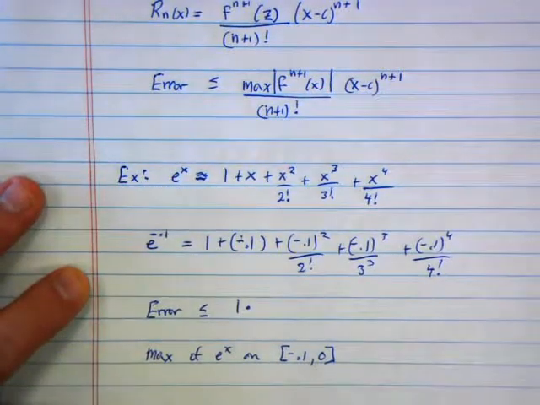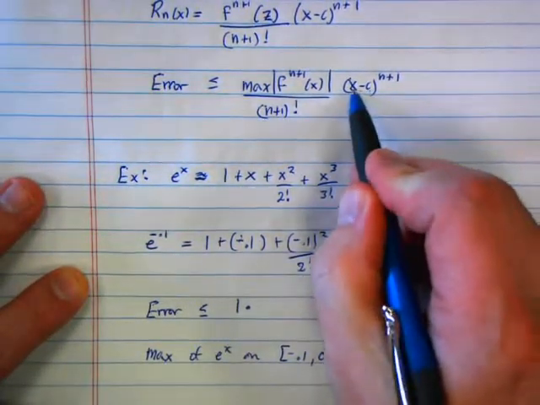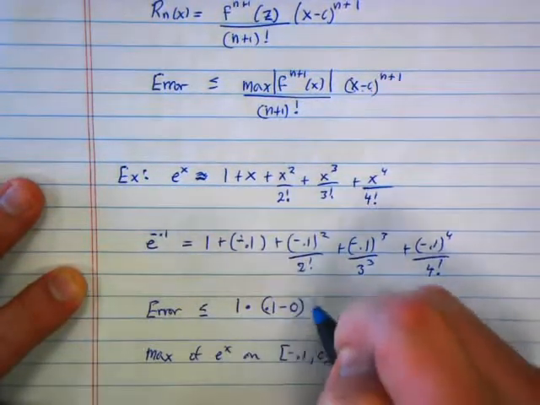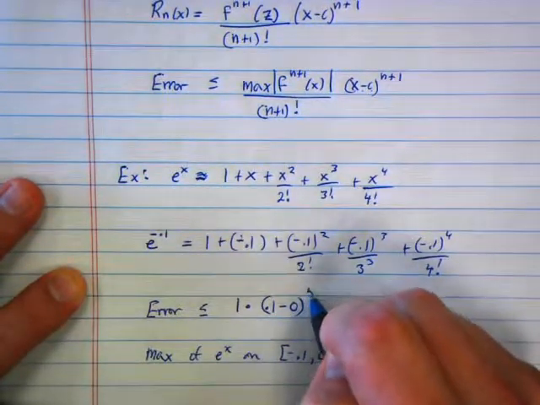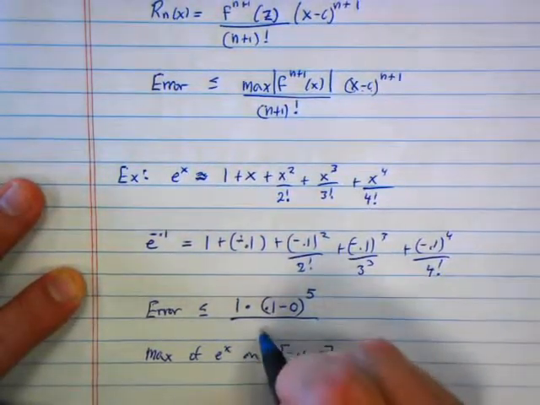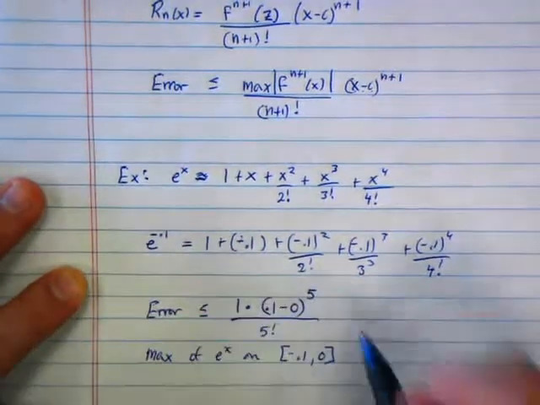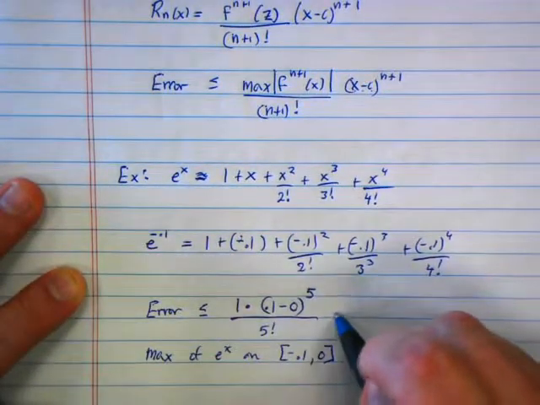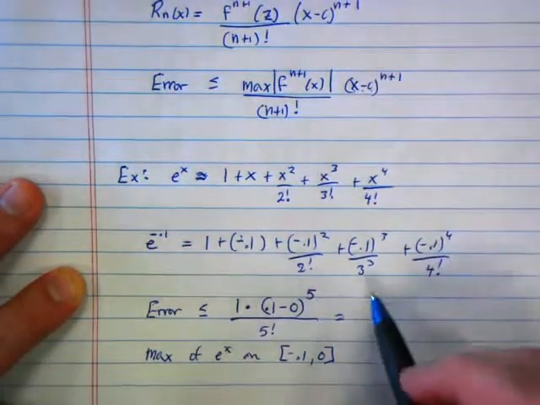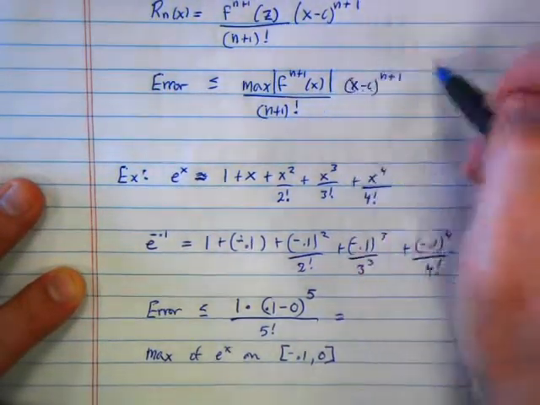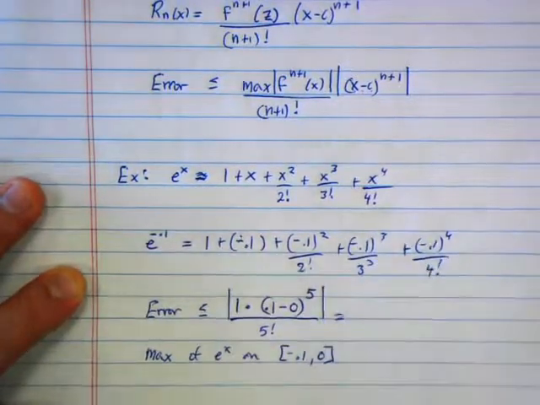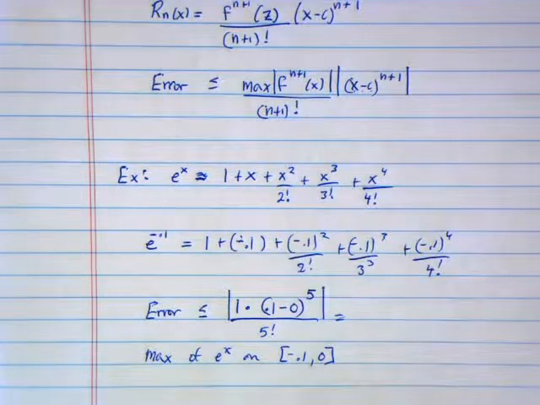times x minus c. What's x? X is negative 0.1. C was 0. That's where we centered it. To the fifth, since we did the fourth order polynomial, divided by 5 factorial. Typically we put absolute values around it, though. We want the error to be a positive number.